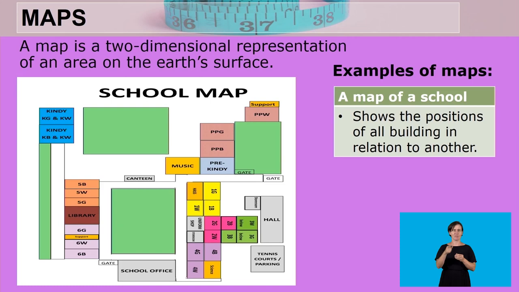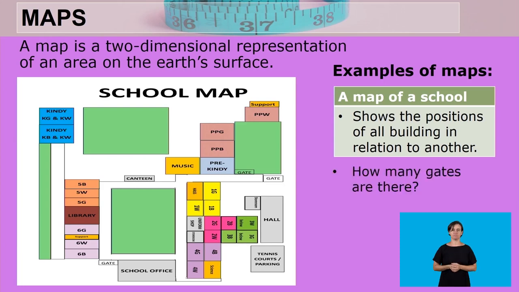So it is a two-dimensional figure, as you can see there. We can only see the lengths and the widths of those areas, or those buildings that are there, but we cannot see the height of the buildings. So that is why we say a map is a two-dimensional representation.